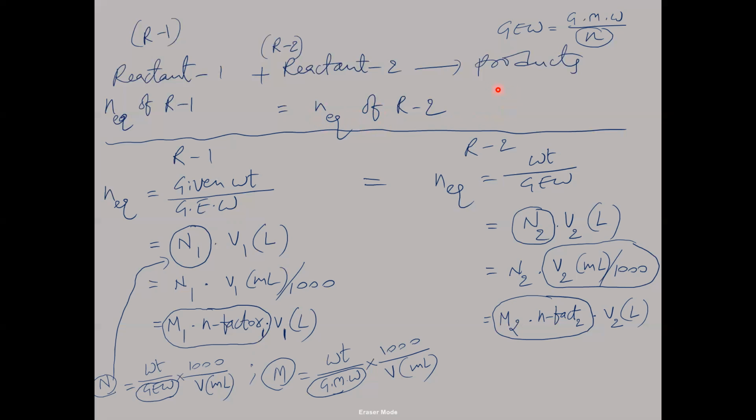So remember that the number of equivalents of the first reactant must be equal to the number of equivalents of the second reactant. But the number of moles of the first reactant and the number of moles of the second reactant may or may not be equal. Sometimes equal, sometimes not equal. So that concept we should not take. We should only take the number of equivalents of first reactant equal to the number of equivalents of second reactant. That's all. Is that clear? This concept should be understood. Take a screenshot of this.